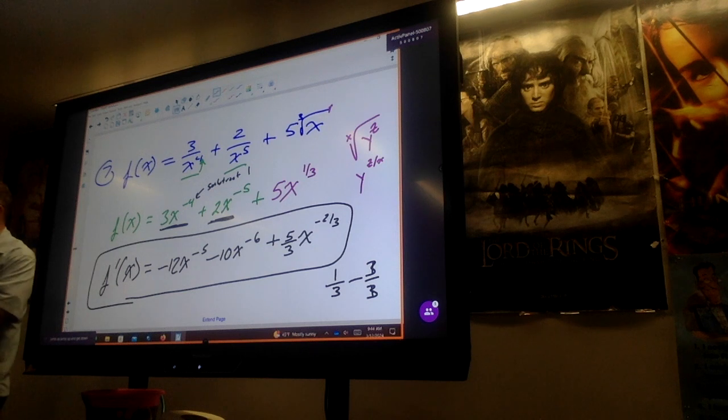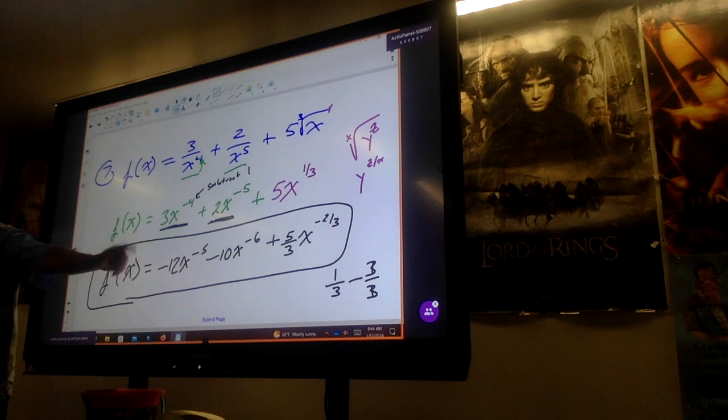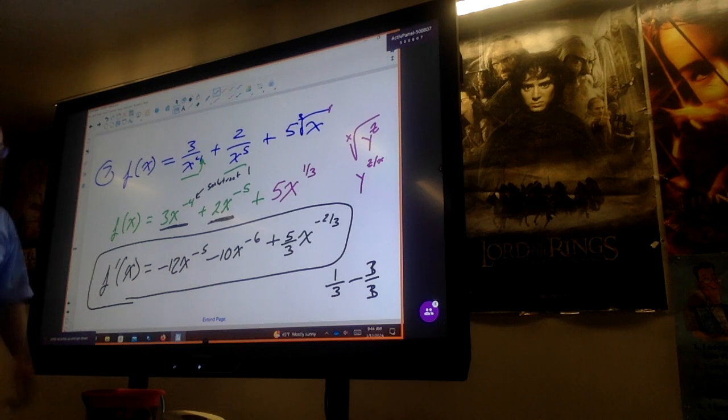Now, should we clean it up? Yeah, in future math classes, maybe. Just do the algebra, so make it negative 12 over x to the 5th minus 10 over x to the 6th, and then 5 over 3 x to the 2/3. You could, but you can leave it dirty too. I don't mind it staying dirty.